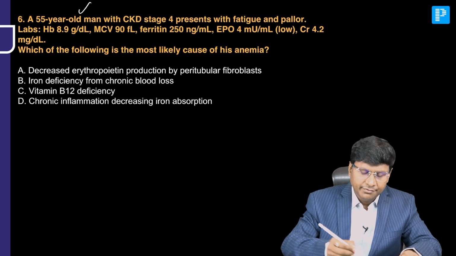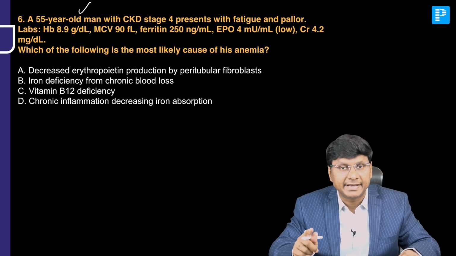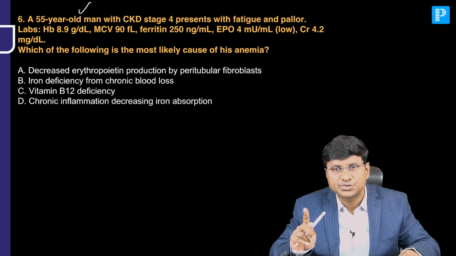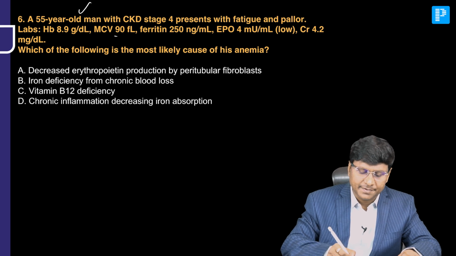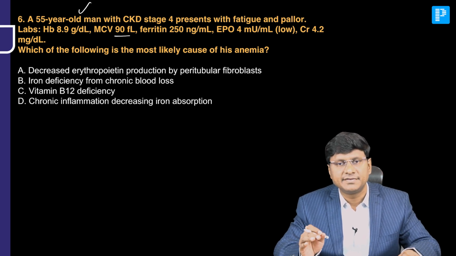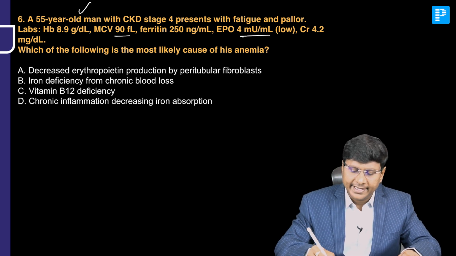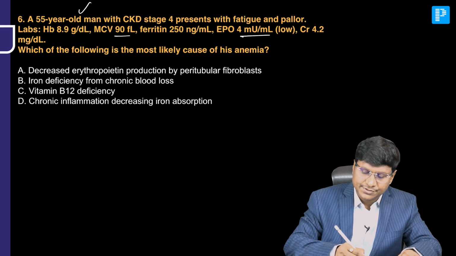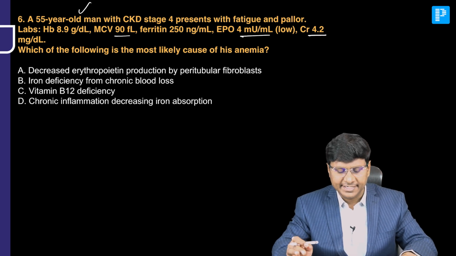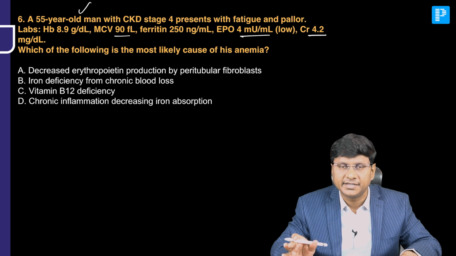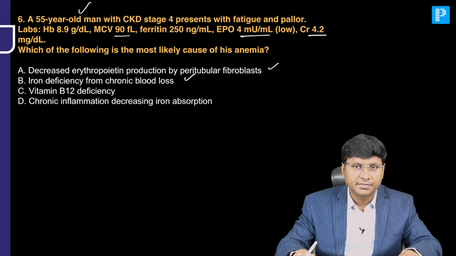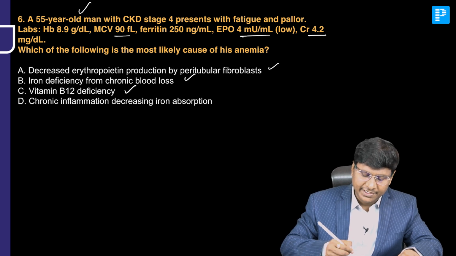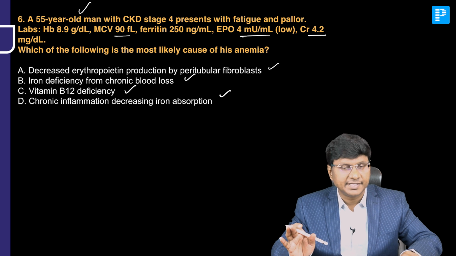Next question. We have a 55-year-old man with chronic kidney disease, stage 4, who presents with fatigue and pallor. Hemoglobin is 8.9, mean corpuscular volume is 90 femtoliters, ferritin is 250 nanograms per ml, and erythropoietin levels are reduced. Creatinine is 4.2 milligrams per deciliter. Which of the following is the most likely cause of anemia in this patient? The options are decreased erythropoietin production by peritubular fibroblasts, iron deficiency from chronic blood loss, vitamin B12 deficiency, and chronic inflammation decreasing iron absorption.